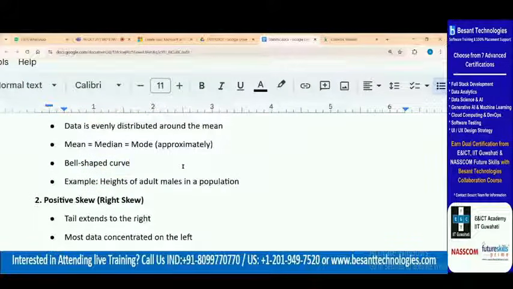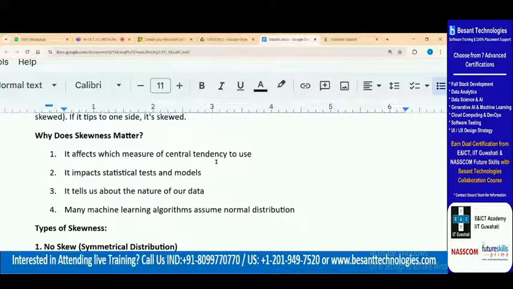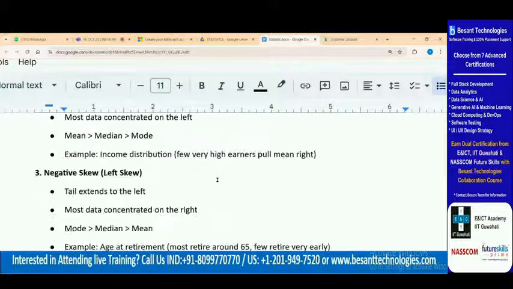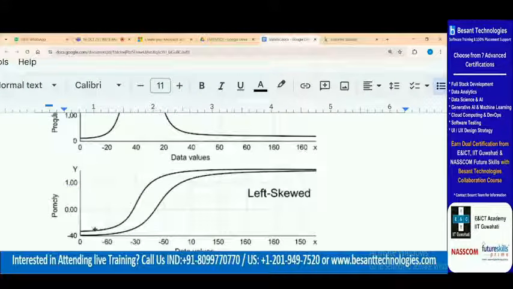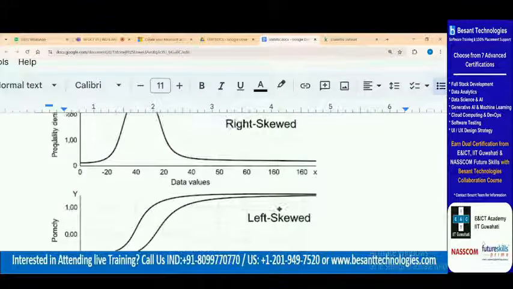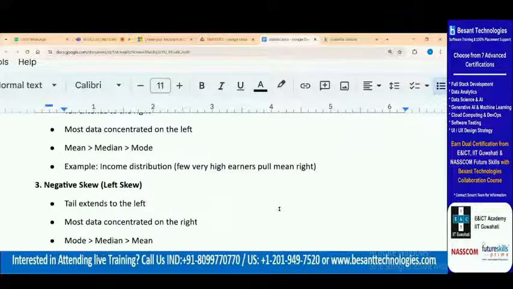And you can ask me, ma'am, you are saying this is skewness. Basically, the representation of skewness is this curve only. In the graph, the skewness is represented with the type of graph we have. So that is called your skewness.